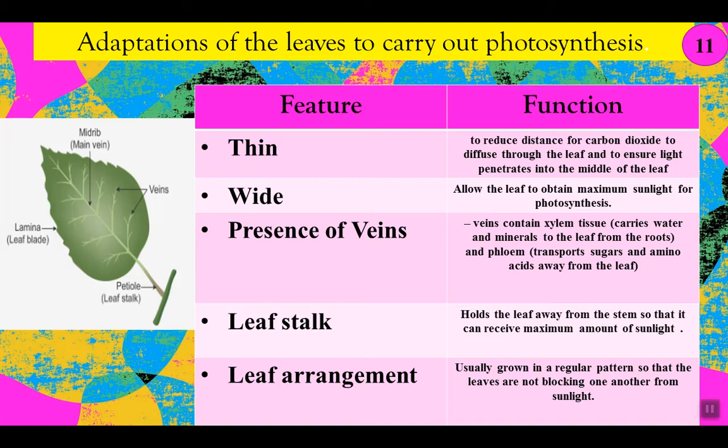And there's a leaf stalk which holds the leaf away from the stem so that it can receive the maximum amount of sunlight needed for the photosynthesis process. Plants have different leaf arrangements. Usually, plants grow in a regular pattern so that the leaves are not blocking one another from sunlight.